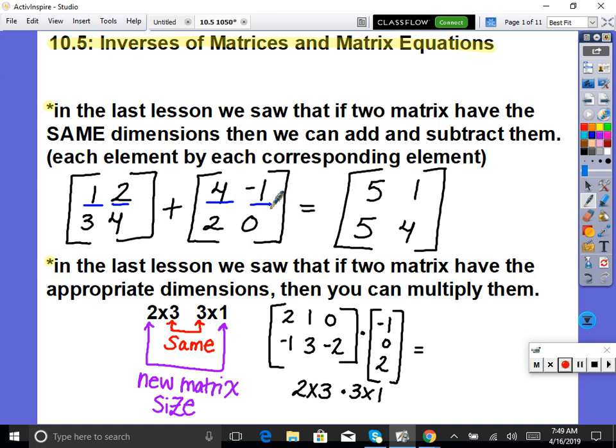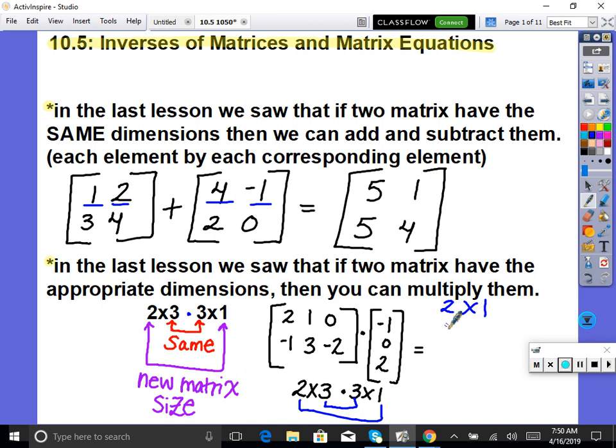Then also, remember in the last lesson we saw that if two matrices have the appropriate dimensions, then you can multiply them. This is what happens when you're multiplying two matrices. The inside has to be the same dimension, so 3 and 3 on the inside, and then the outside will be your new matrix size. For example, if we have 2, 1, 0, negative 1, 3, negative 2, that's a 2 by 3 matrix, and then we're multiplying it by negative 1, 0, 2, this 3 by 1. We can multiply them because 3 and 3 are the same. So our new matrix will be a 2 by 1.